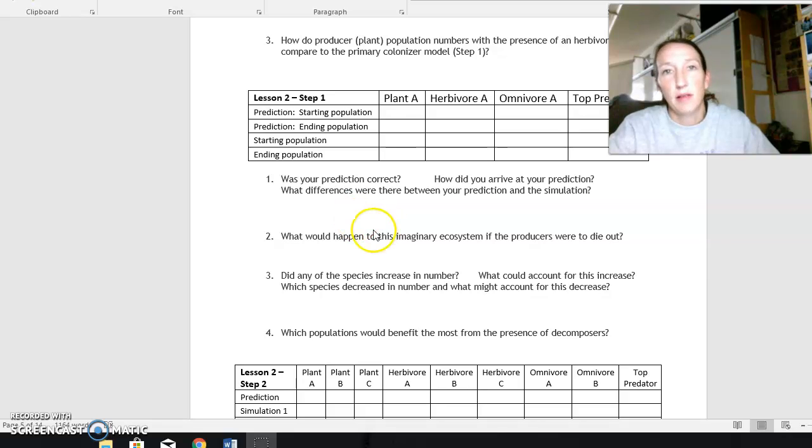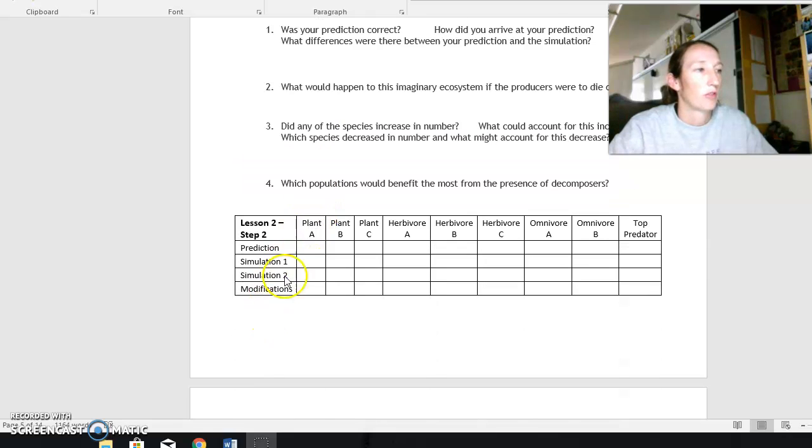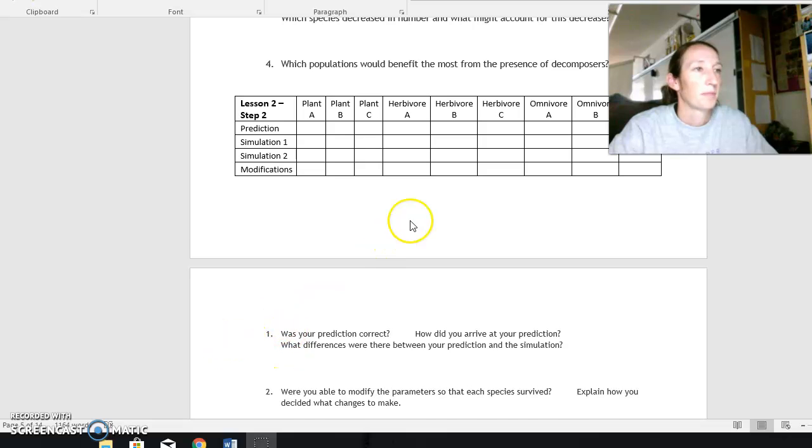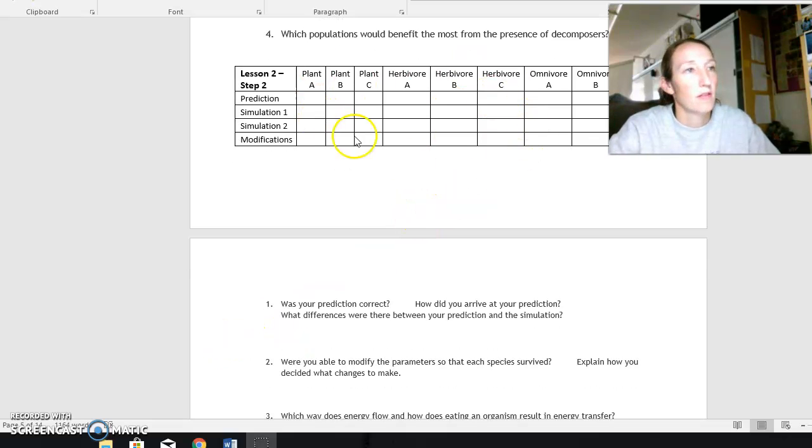And then on the second simulation, same thing, no predictions, but you were manipulating plant A, herbivore A, omnivore A, and then the top predator. You did not need to answer the prediction questions. Right? What I want to do is look at this table right here for you.